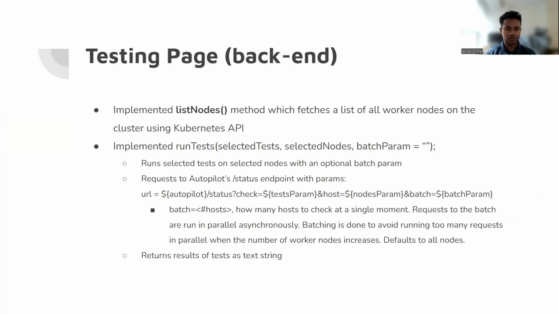In terms of the backend, we implemented a very basic list nodes method, which just fetches a list of all the worker nodes on the cluster using the Kubernetes API. This is for the select nodes drop-down menu.